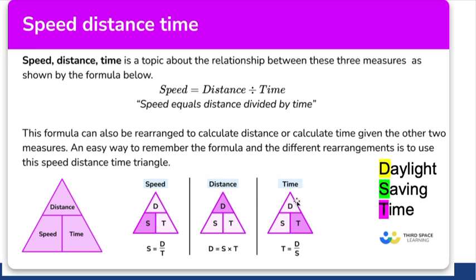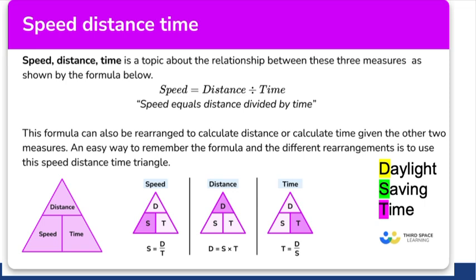Whereas when you're looking for time, you highlight your T, right? So then you have D in the numerator and S in the denominator. So D over S. So time is always distance over speed. Now DST, daylight saving time, is a very good way to remember this. Thanks to Third Space for creating this slide, that's where I'm taking it from, but it's quite helpful for you to remember.